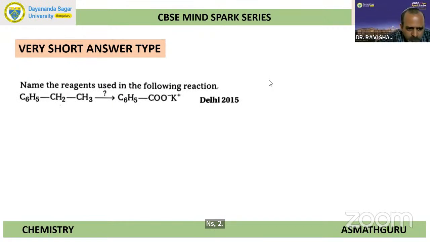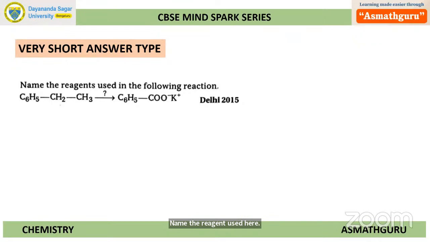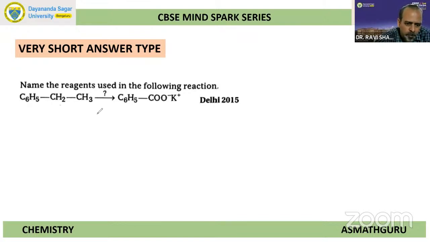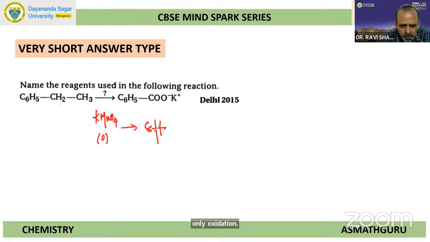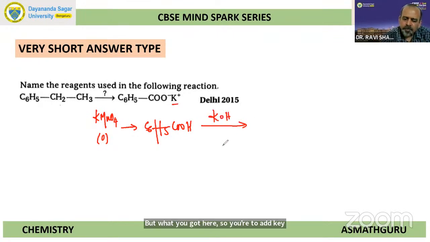Name the reagent used here. KMnO4. If you use only KMnO4, it's only oxidation, then you end up getting benzoic acid. But what you got here is potassium, so you have to add KOH. So KMnO4 is required, and KOH is also required.